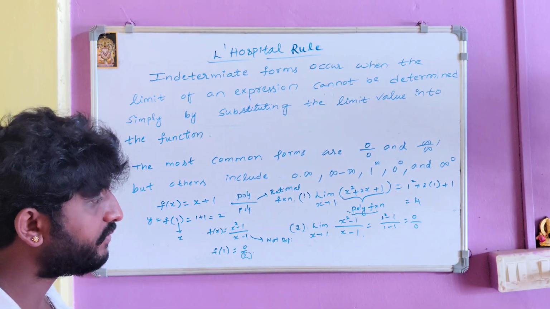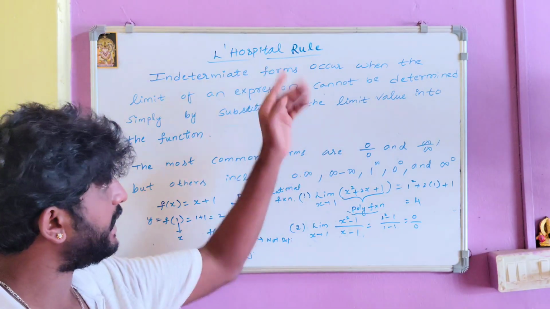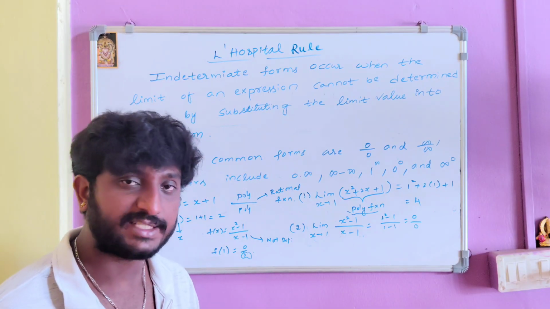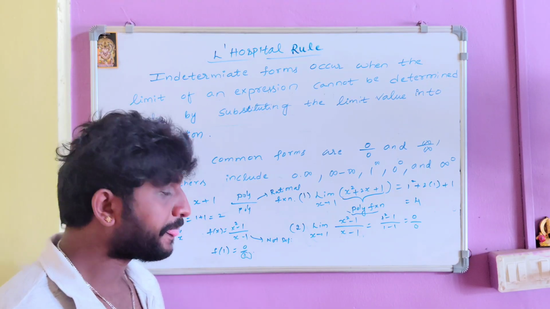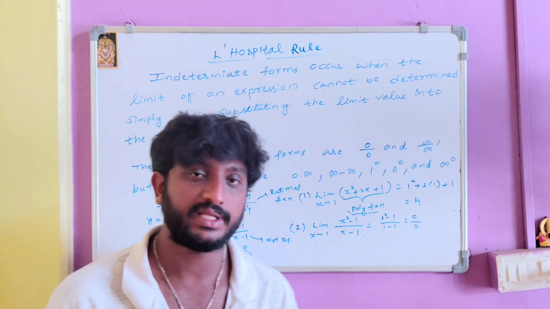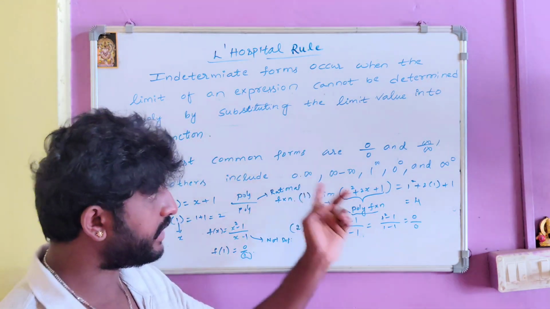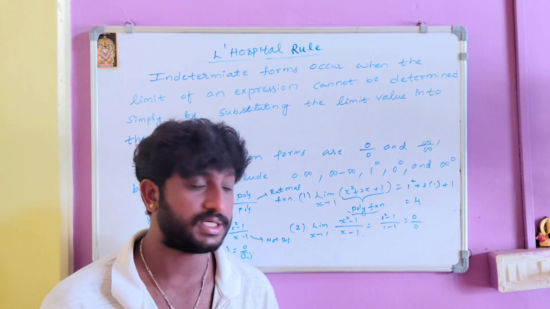Further, by using various methods like L'Hopital rule, factorization, and some expansions, there are various methods to simplify indeterminate forms. Let's discuss them one by one.